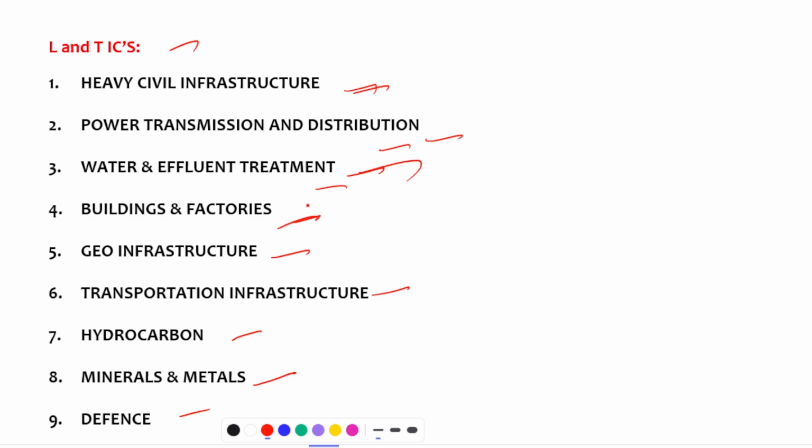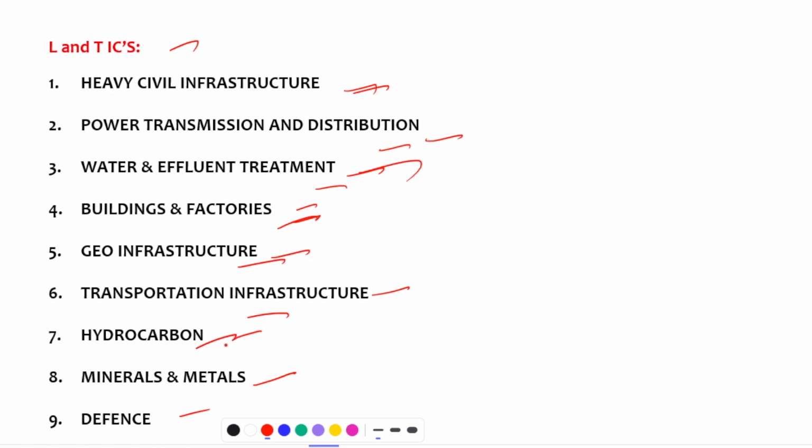HRC means health, residential and commercial buildings. Coming to the PAF, that is public space, airspace and factories. And coming to the geo infrastructures, it is related to the geotechnical aspects, maybe earth retaining structures and other things. Next, the transportation infrastructure deals with the highways, bridges and other structures related to transportation, etc.